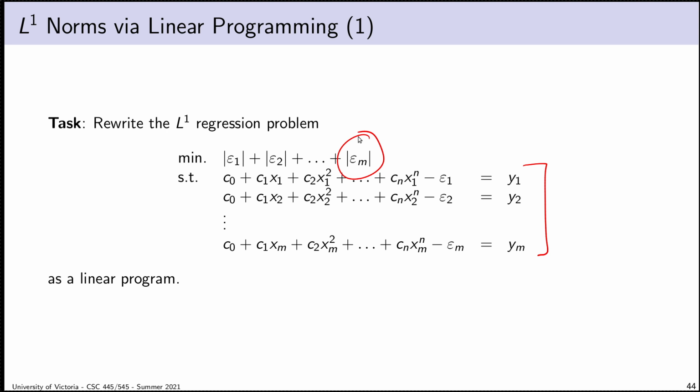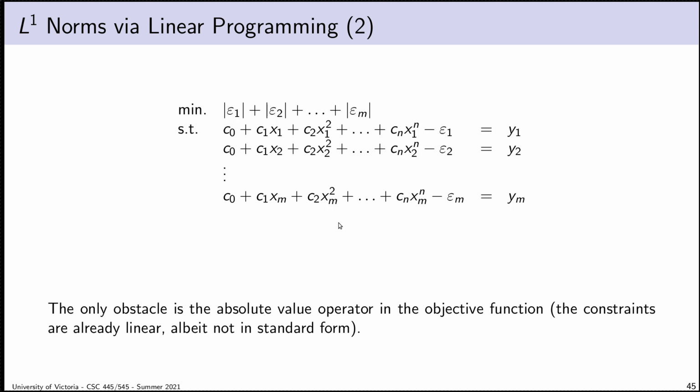All of the other stuff that seems nonlinear, so the fact that I'm taking xm squared, that's not a big deal because the optimization variables here are my coefficients, C0, C1 up to Cn, and the epsilons. The value xm is actually a constant, and therefore I can square it all I want because it's just an input to my problem. I just pre-compute the square of xm. So find a way of turning this into a linear program.